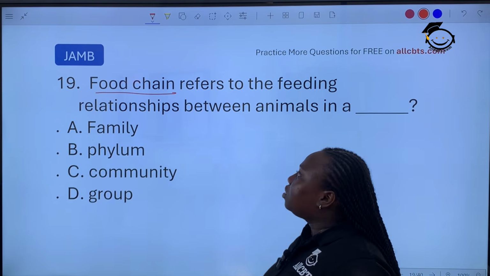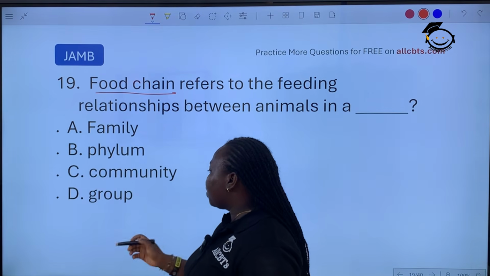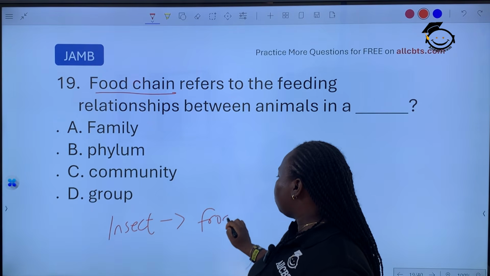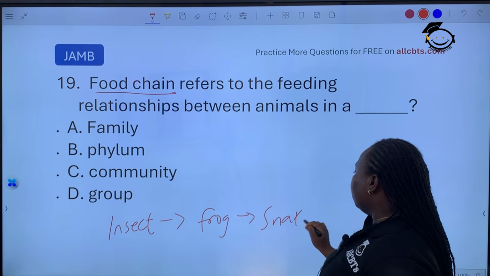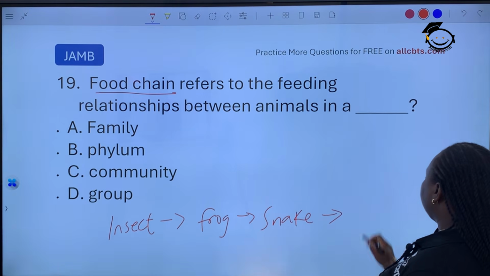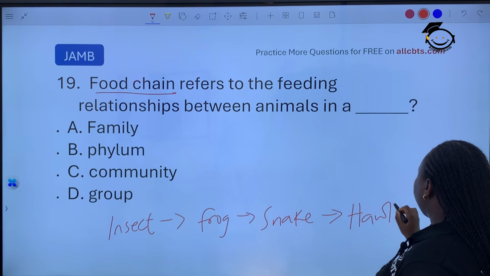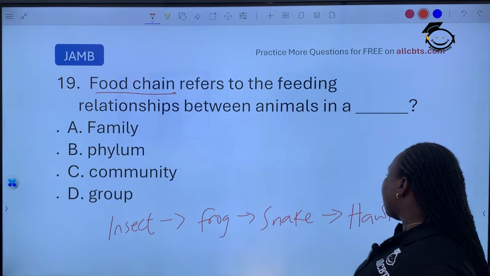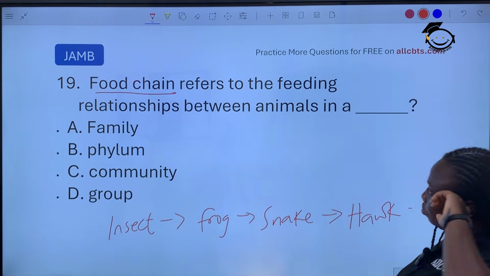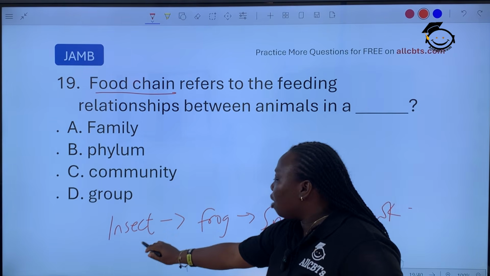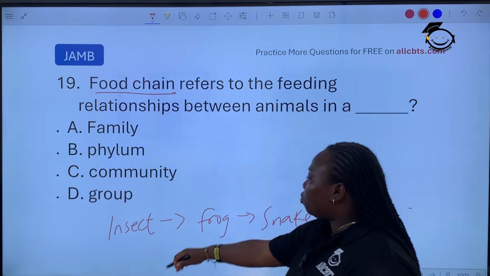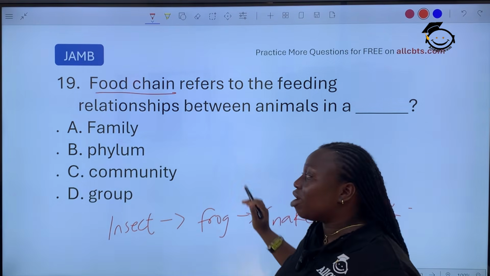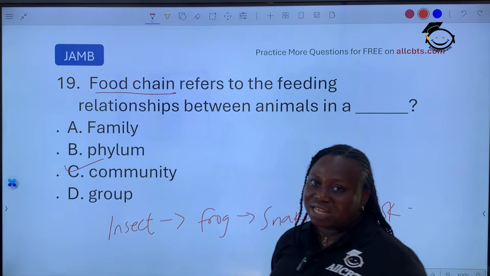Now, don't forget that for a food chain, as we said before, it can be, let's say, insects, frog, snake, and hawk. So the frog is going to feed on the insects, the snake will feed on the frog, and the hawk is going to feed on the snake. With this, they belong to different species. Insect is not the same species as a frog, obviously. So the best answer that we can still pick in this question is community. That's the best answer.